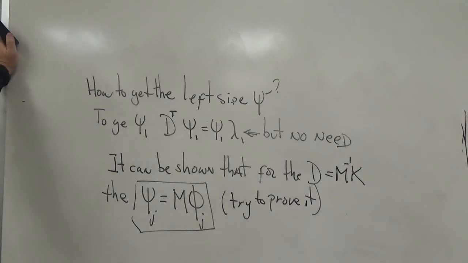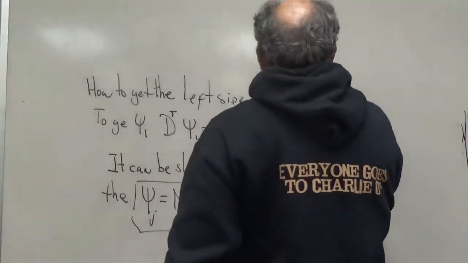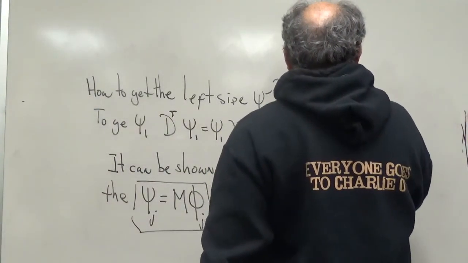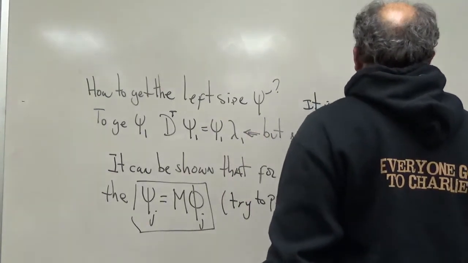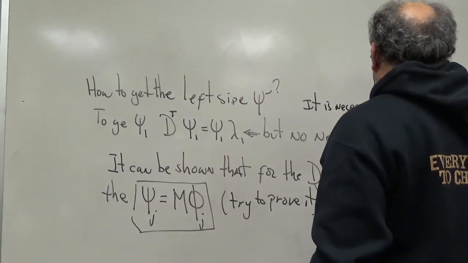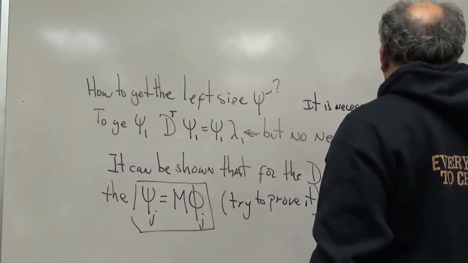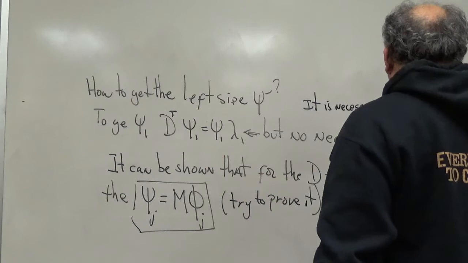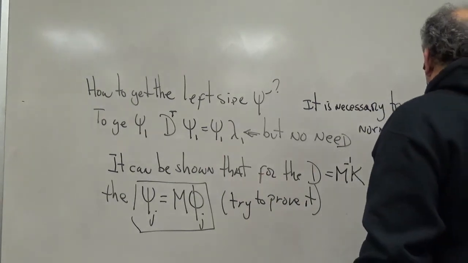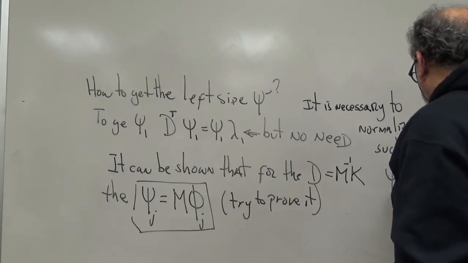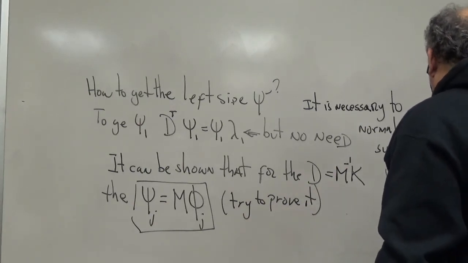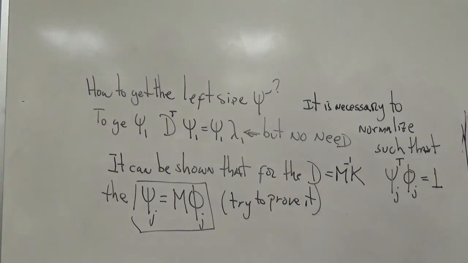And to calculate the deflation matrices, the matrices to deflect the modes, it is necessary to normalize such that phi j transpose times phi j is 1. Okay? Which you can always do.